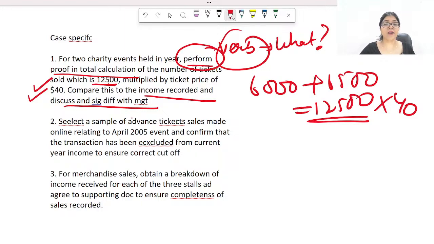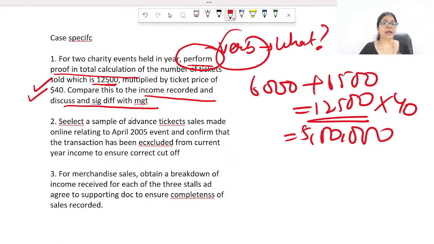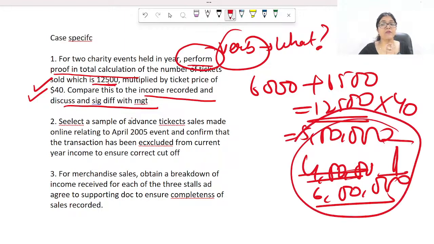This should be 5 lakh rupees. Okay. So for example, this is the actual amount that we should technically recognize, right? But maybe they have recognized an income of 4 lakh rupees only, or maybe not 4 lakh, 6 lakh rupees. So there is some difference in this. This difference we will be discussing with the management, right?